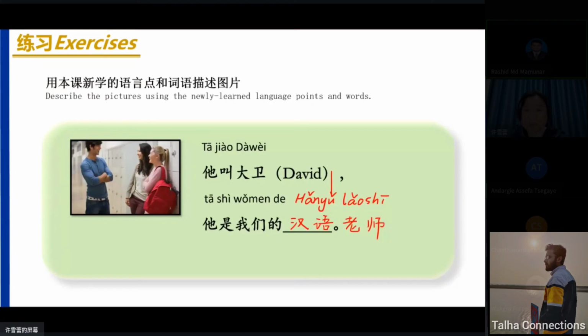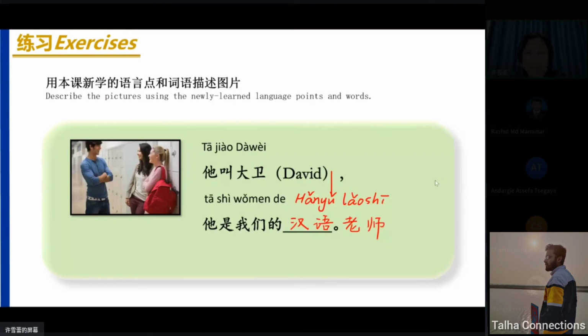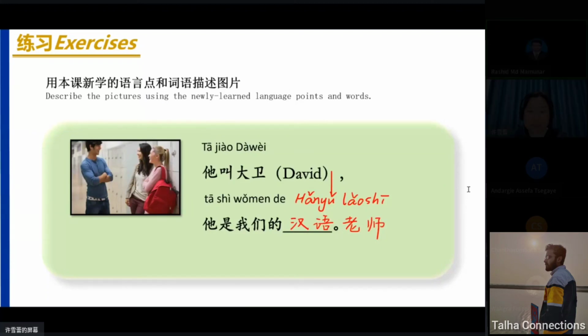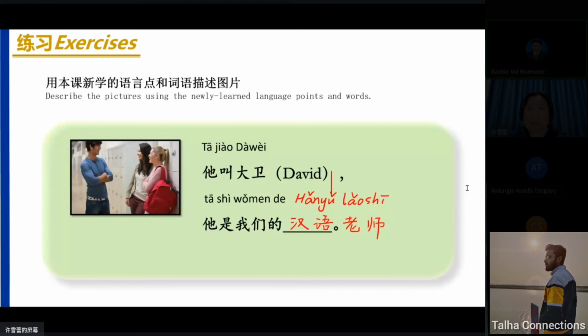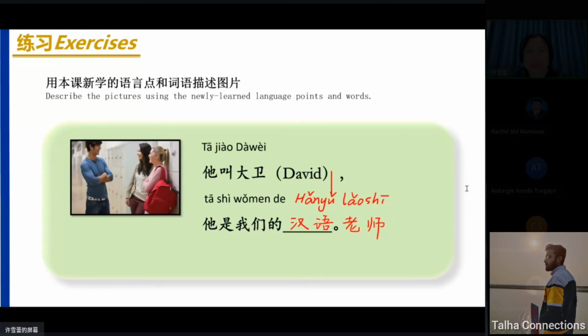Oh, yeah. Someone asked the question, can we use 中文 instead of 汉语? Yeah, 中文 and 汉语, they are very similar to each other. So you can say 他是我们的中文老师. Yeah, sure, that's correct. Okay.